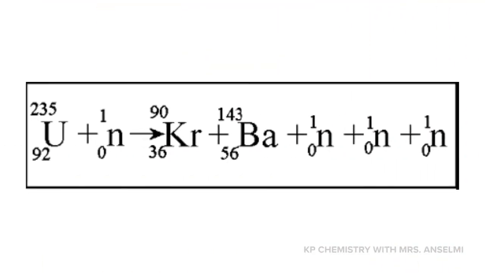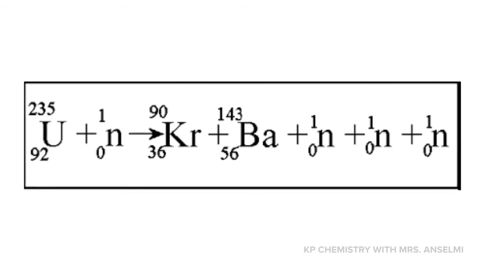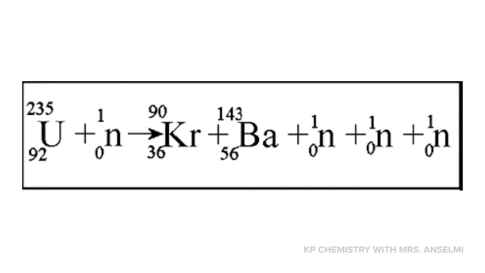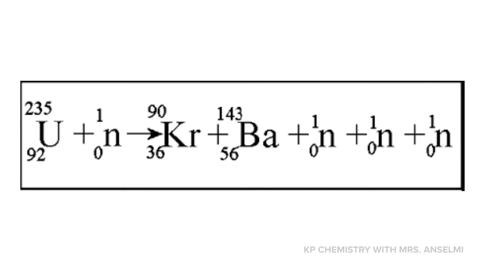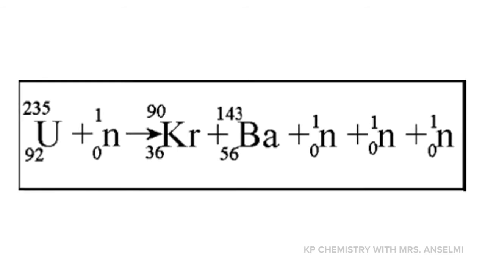When we write the equations for nuclear reactions, they look like this. The elements are written in isotopic form. The superscript to the left of the symbol tells us the mass number, protons plus neutrons, and the subscript to the bottom left tells us the atomic number, or the number of protons.